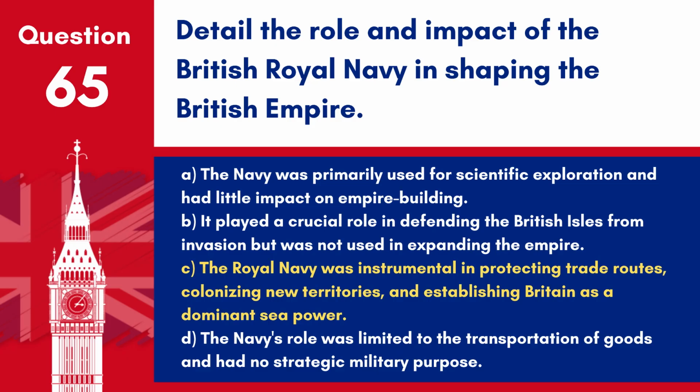Answer: C. The Royal Navy was instrumental in protecting trade routes, colonizing new territories, and establishing Britain as a dominant sea power. The Navy's prowess allowed Britain to control vast overseas territories and was a key factor in its status as a global superpower during the empire's height.